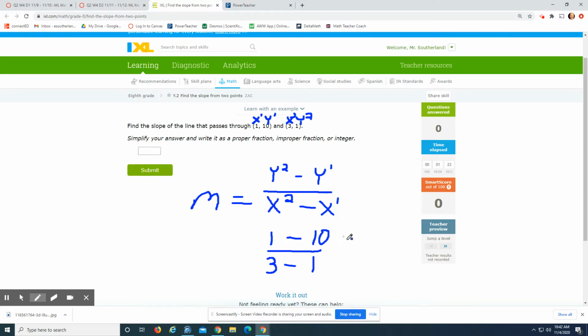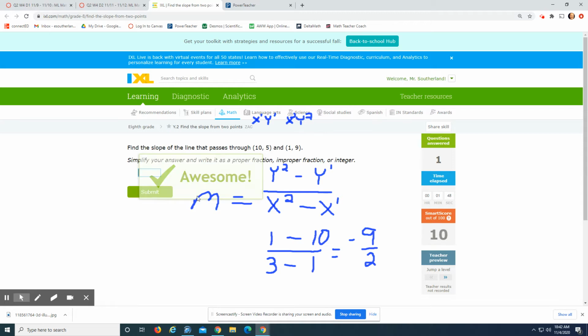And so 1 minus 9 is negative, or I'm sorry, 1 minus 10 is negative 9. And 3 minus 1 is 2. We don't do anything. We just type that in right here. And so we type in negative 9 over 2. We use the slash mark for our fraction bar. So negative 9 over 2. Click submit. All done.